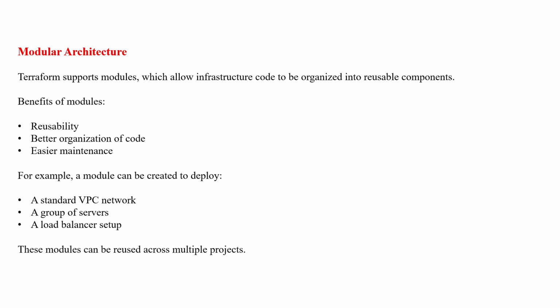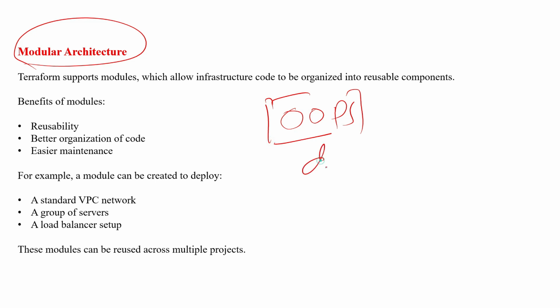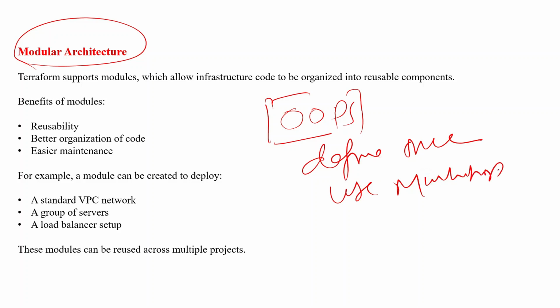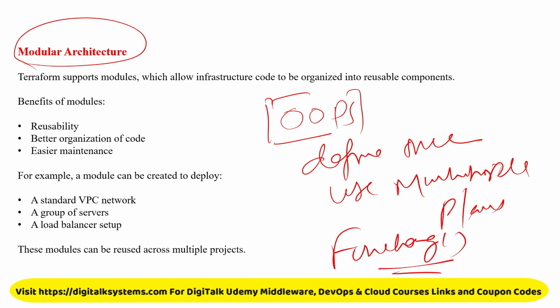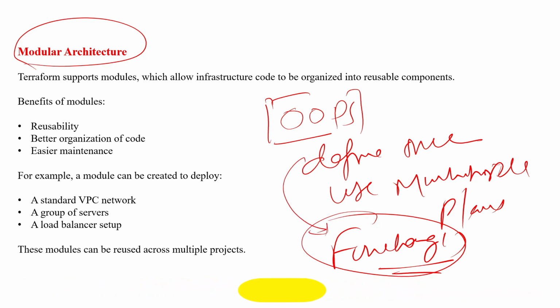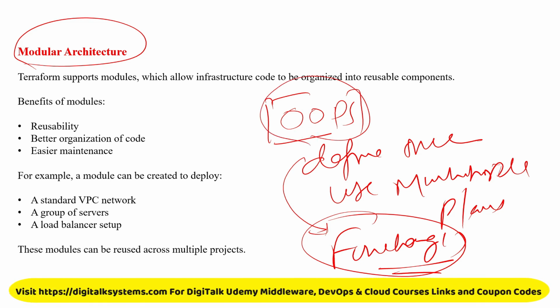And then modular architecture. What is the meaning of modular architecture? It is just like object oriented programming, the OOPS concept. Define once, use at multiple places, just like the functions in programs. If we have a certain code that is going to be repeated in our program at multiple places, we define a function and simply call the function. We don't write the same code again and again, right? So we are going with the concept of OOPS: define once, use at multiple places.